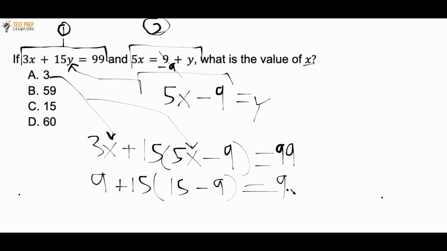And so the idea here is to just do the math on the left-hand side and see if it actually equals 99. So in my calculator, if I do 9 plus 15 times 5 minus 9, I see that that does give me 99. So that would be another way to tell me that A is the right answer. And let's say 3 wasn't the correct answer. Then you would just have to keep plugging in answer choices for x until you got one that gave you 99. All right, so that's just a different way to do this.